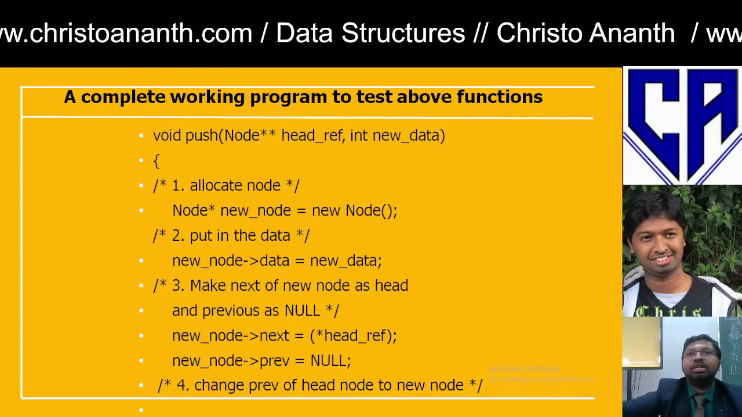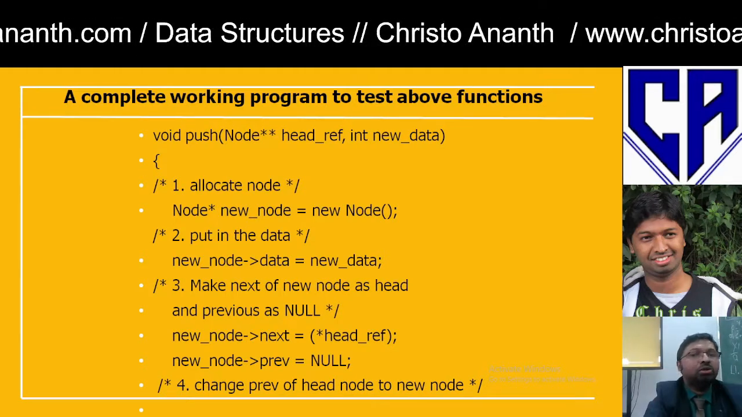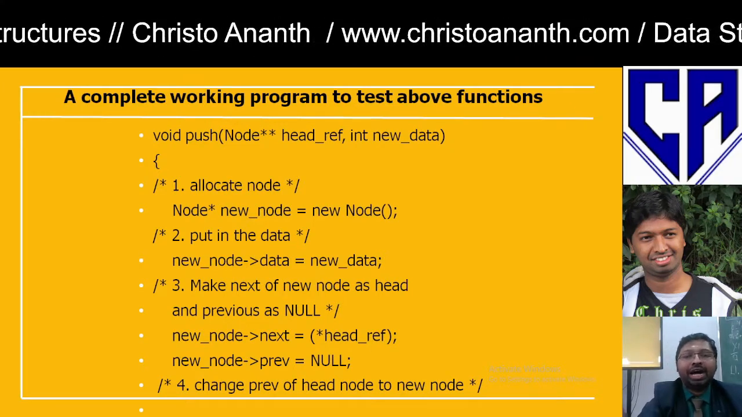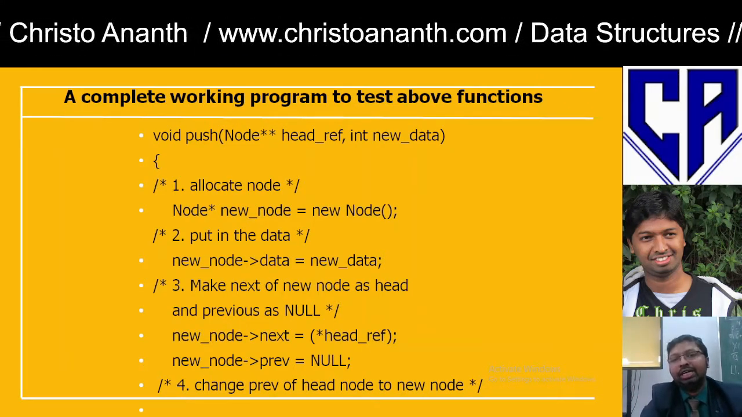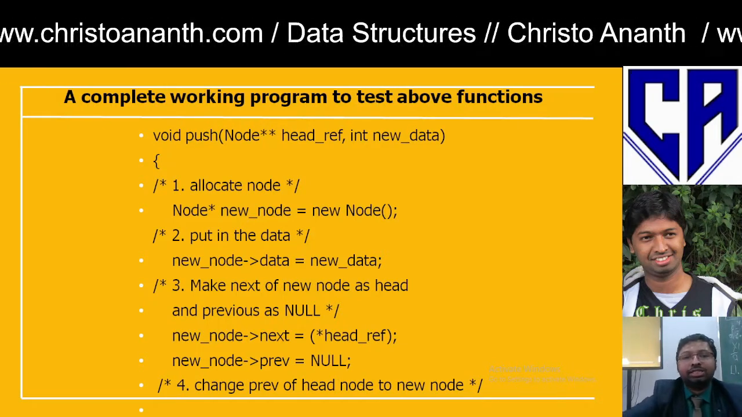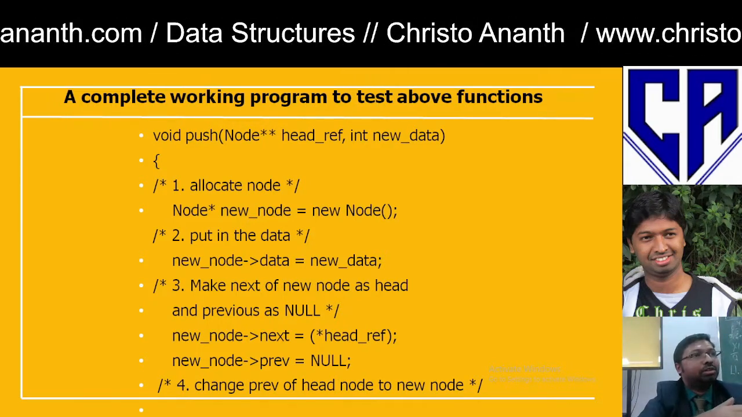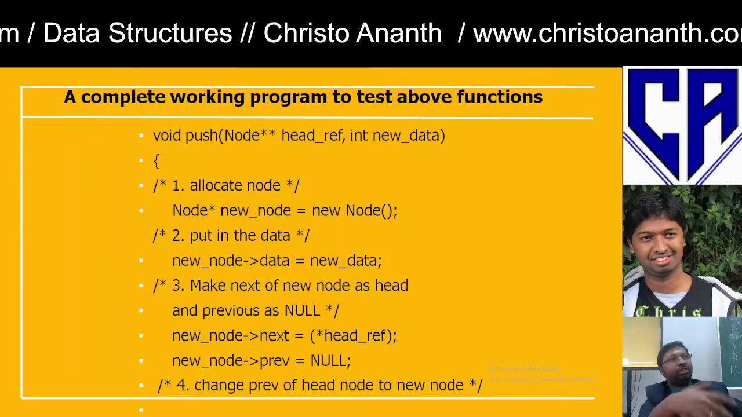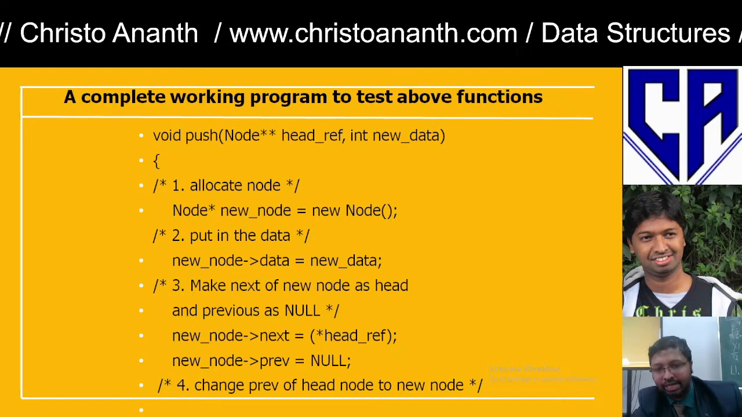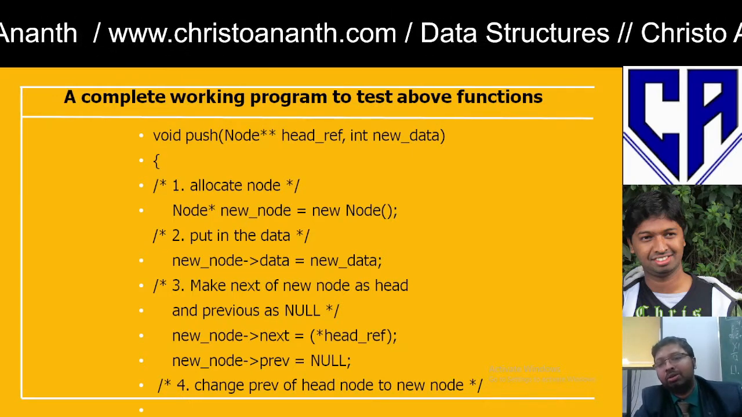So the first step is allocating the node. So what you do, Node star new node, you get new node, and you have to add in the data. So new node data equal to new data. And the third step, make the next of the new node as the head and previous as null. The previous thing you tend to forget, you tend to leave. Okay, so new node next is equal to head reference, and new node previous is equal to null.